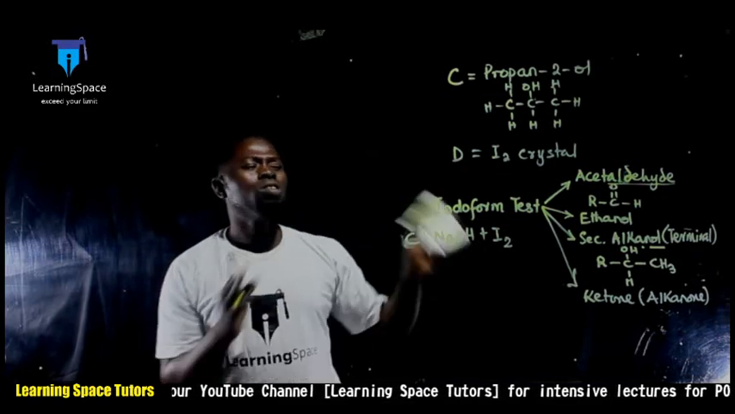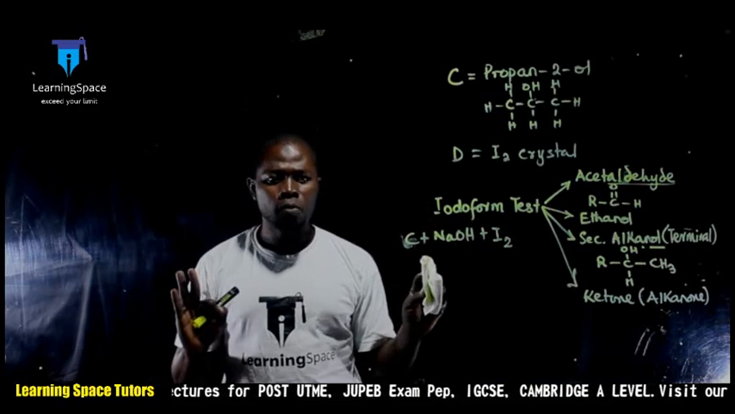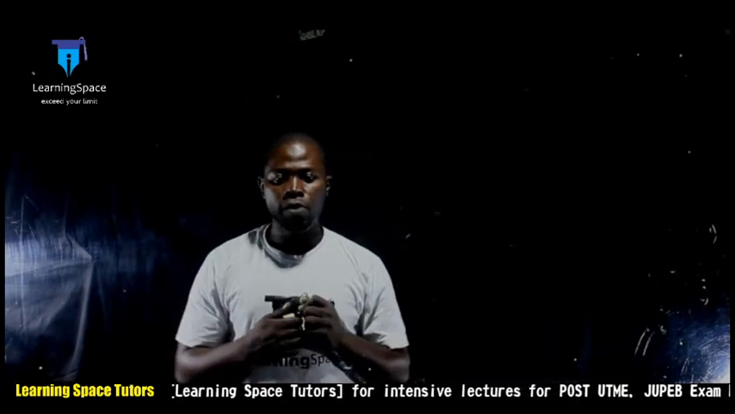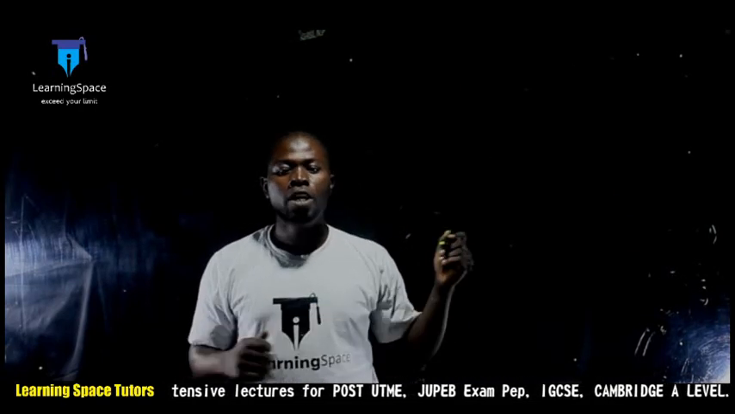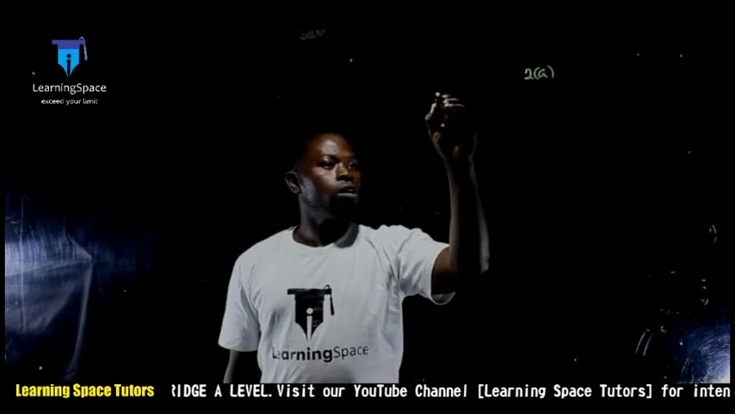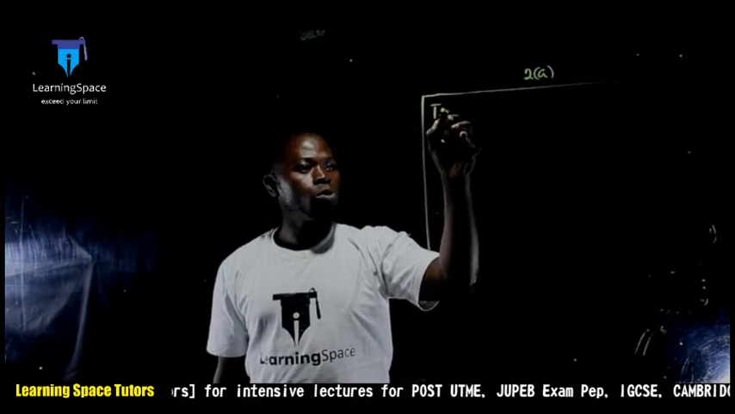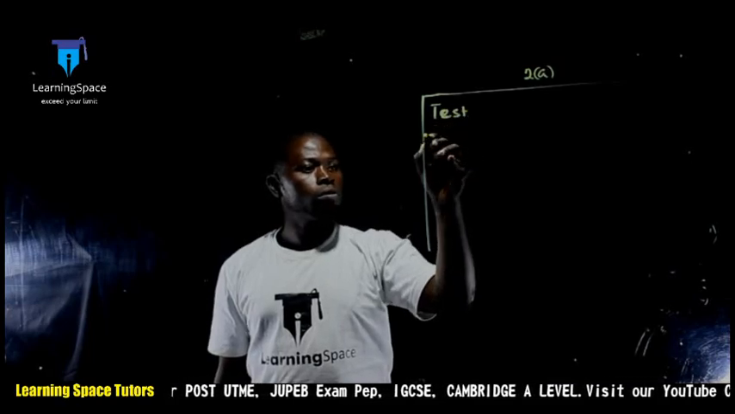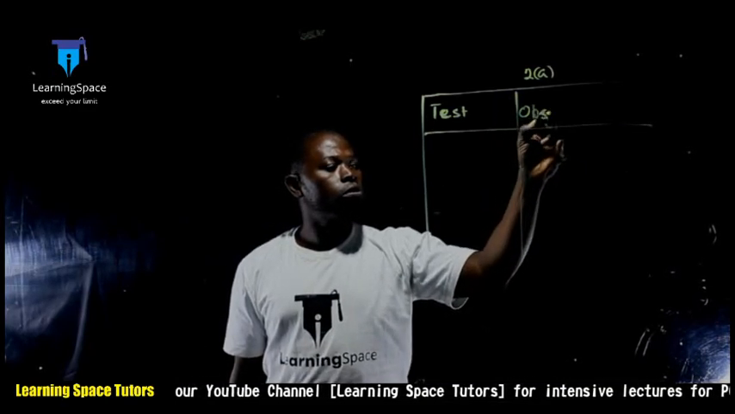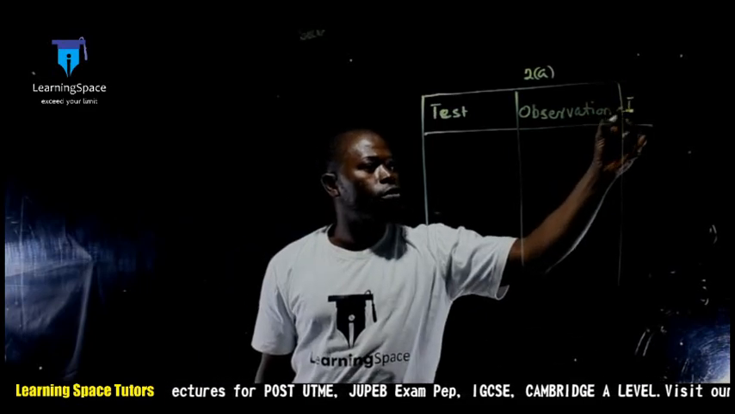Okay, let's now see how you are going to present the table if you are given this experiment. I've explained the rudiments of what it takes. Now, let's see how the table looks. So let's see how we present whatever information we are given, based on the experiment that we have carried out. Now, in this question 2a, if you present the table, it is going to be like this. We have the first one, test. Then next, observation. The last one is going to be inference.